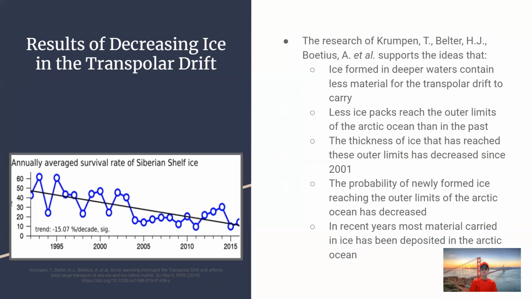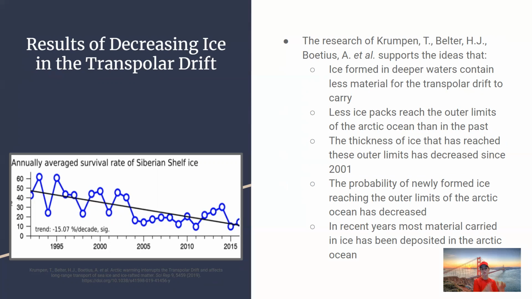So from these things that they measured, Dr. Crumpin and his colleagues found that ice formed in deeper waters contain less material for the transpolar drift to carry. And this makes sense because near the coast, you have all these sediments coming in and all these pollutants and other materials. And there near the coast, they're in a high concentration. It takes longer for them to drift out into the ocean.